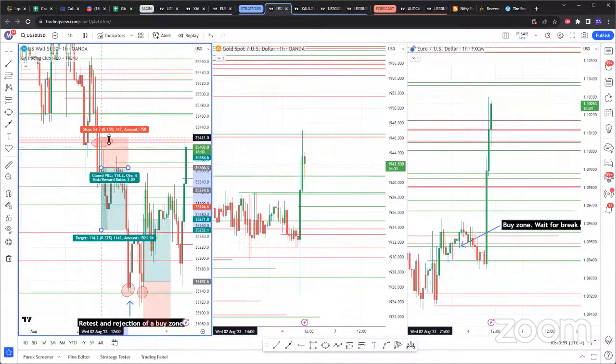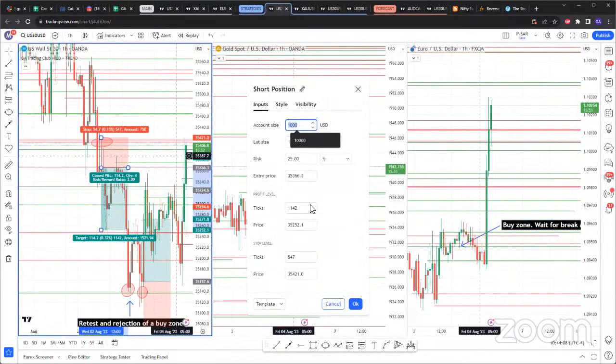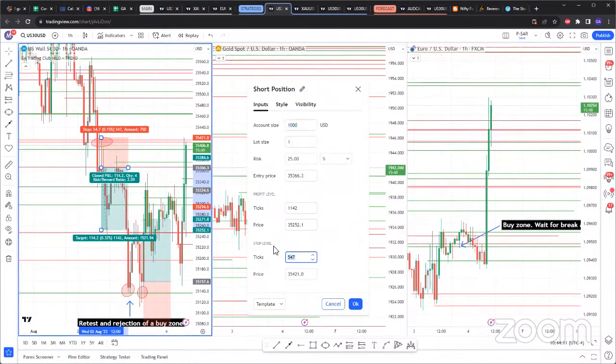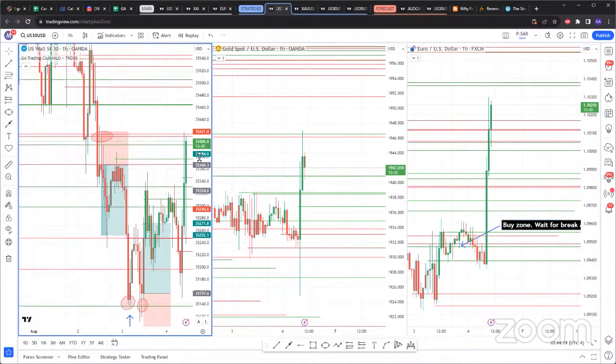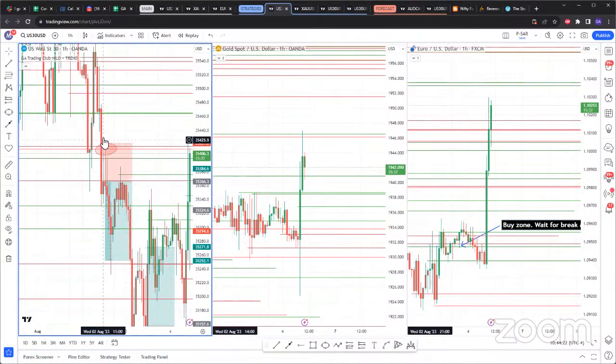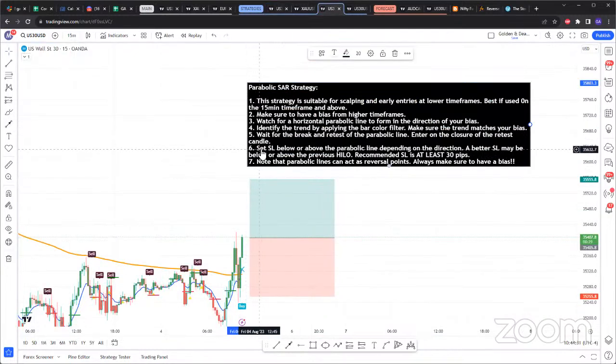You could have put your stop literally above the parabolic zone, but you could have gotten faked out, with price closing above, or faked out and price dropped. That would have been a 600 or 550 pip stop. So it's always good to think about where to place it. In this instance, if the parabolic zone is next to the previous high, just put your stop loss above the previous high, because if you look at requirement number 6, it says set stop loss below or above the parabolic line, depending on the direction. A better stop loss may be below or above the previous high or low.